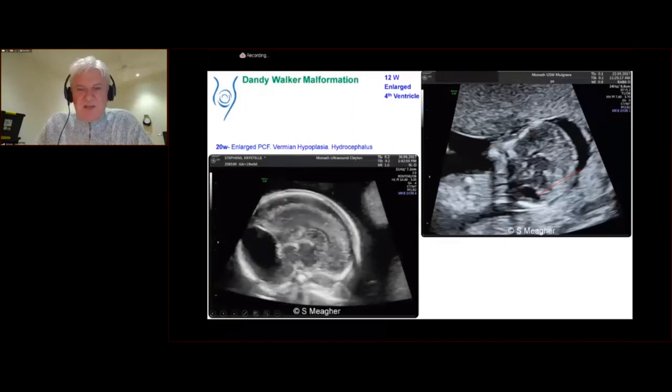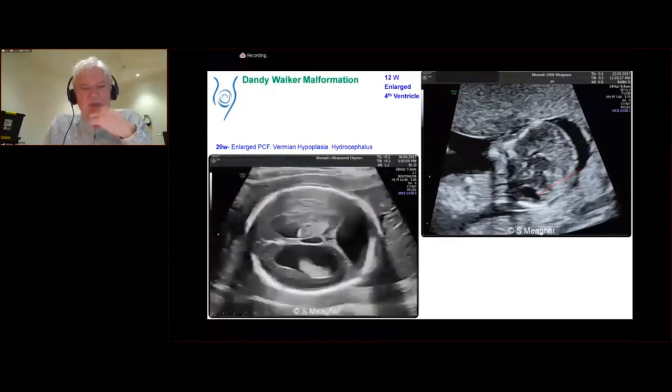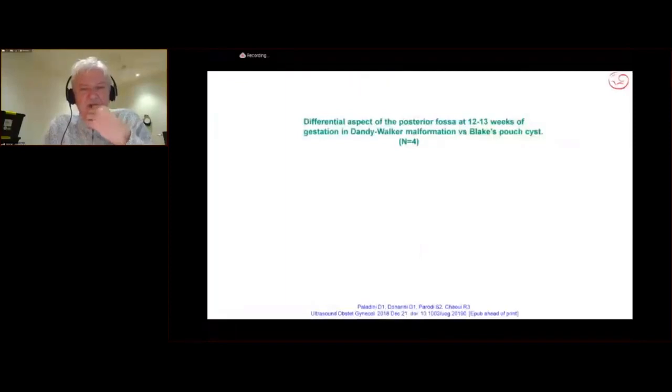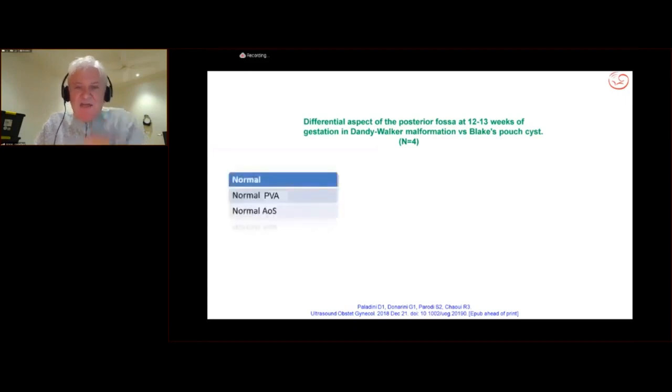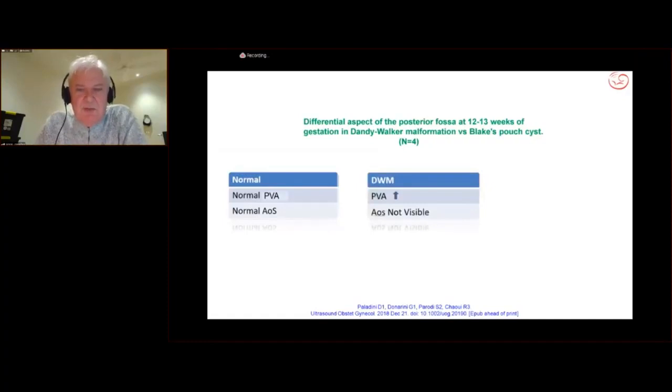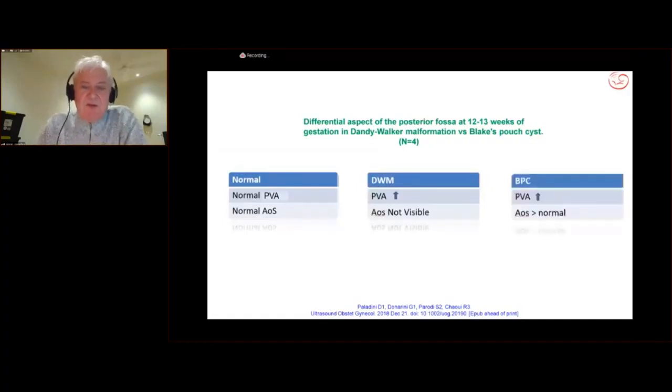But if you go back and ask me the question, you've shown me three cases in the spectrum of the Dandy-Walker continuum, did you note that at 12 weeks of gestation? I'd say no, I didn't note that at 12 weeks. All I noted at 12 weeks was that the fourth ventricle was increased. I had no idea whether it was going to evolve into a Blake's pouch, an inferior vermian hypoplasia, or a Dandy-Walker. In which case you would argue, well, if you can't arrive at a diagnosis in the first trimester, then you might be wise not to say anything.